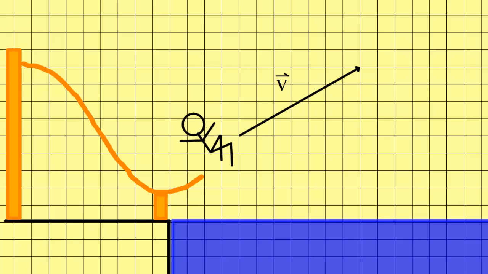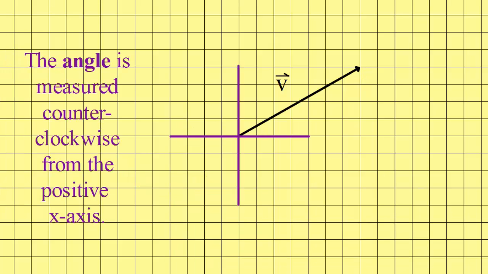So let's say we have a guy going down a water slide into a pool of water, and as soon as he leaves that slide, he has a velocity going upwards and to the right. This arrow right here is his velocity vector. And we want to be able to describe this vector in terms of its direction and its magnitude. So let's start with direction. So the direction is the angle, and the angle is measured counterclockwise from the positive x-axis.